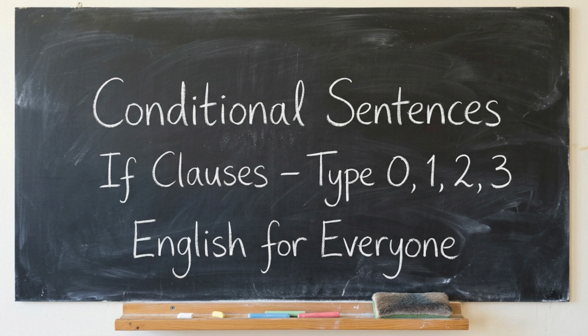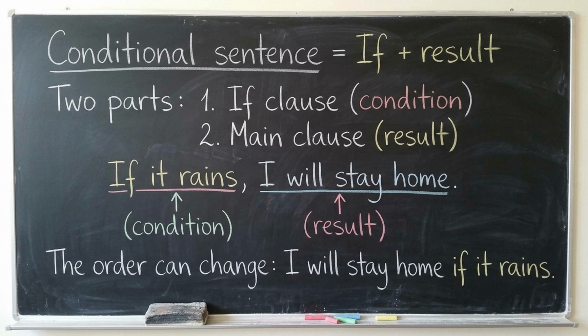These sentences talk about possibilities, facts, and imaginary situations. There are 4 types: type 0, type 1, type 2, and type 3. Let's learn them one by one. First, what is a conditional sentence? It has 2 parts. The if clause gives the condition, the main clause gives the result.